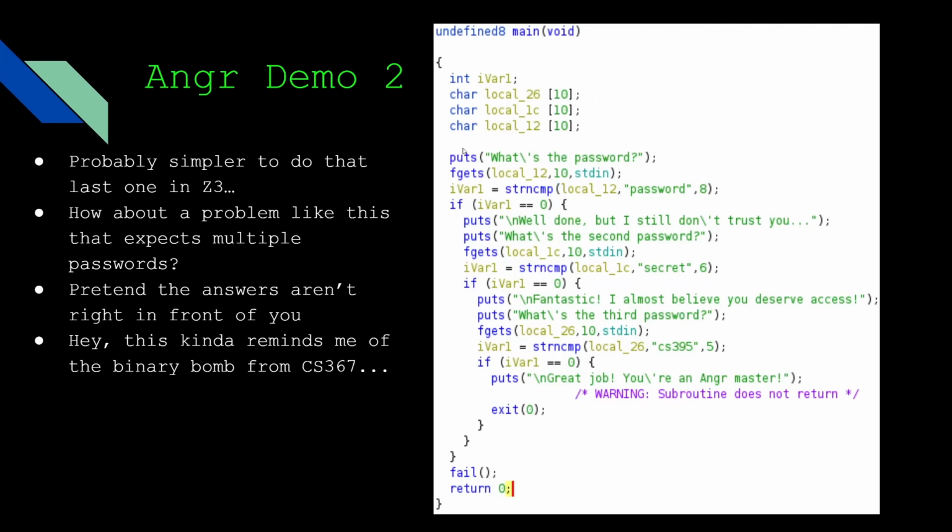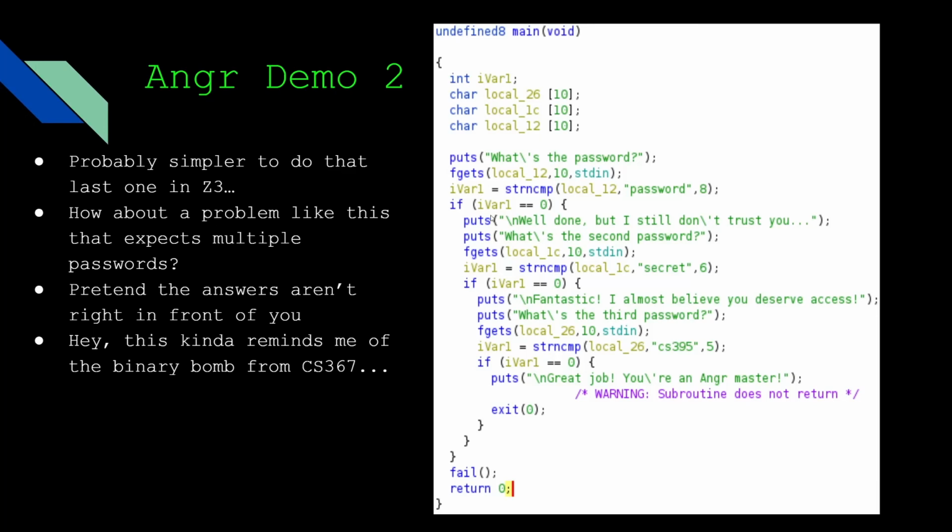We have a binary here that might look similar to some of you, because all it does is ask for 3 passwords, and then compare our input to them. And for this challenge, we're going to pretend like the passwords aren't just hard coded right in front of us, and that we can just see them all.